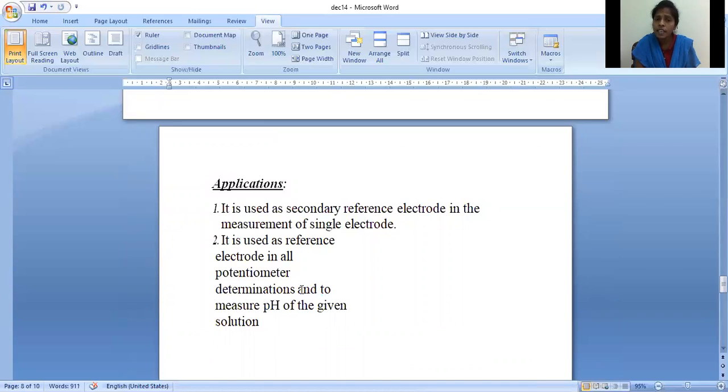It is used as a reference electrode in all potentiometric determinations and to measure the pH of a given solution. It is also used in the potentiometric titration in the chemistry lab. I will show you the saturated calomel electrode in the chemistry lab. It is used in the potentiometric titration to find the electrode potential value and also to find the pH value. So this is the standard calomel electrode or the saturated calomel electrode.